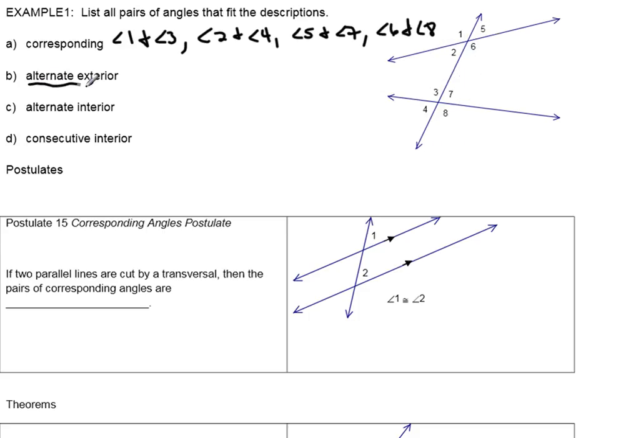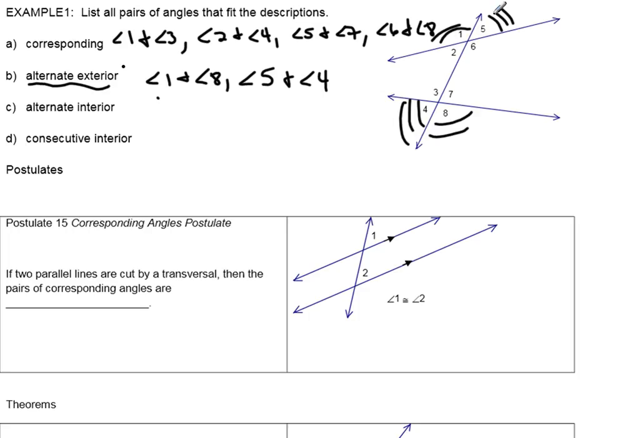Okay, pause the video and identify your alternate exterior angles. Remember, that's as far as you can go on opposite sides of the transversal. We have angle 1 with angle 8, opposite sides of the transversal, far outer sides, and angle 5 and angle 4, as far as you can go on opposite sides of the transversal.